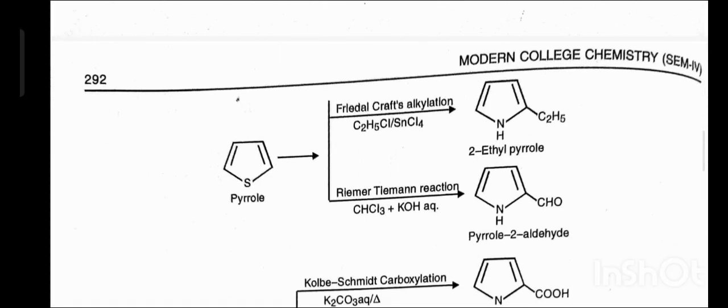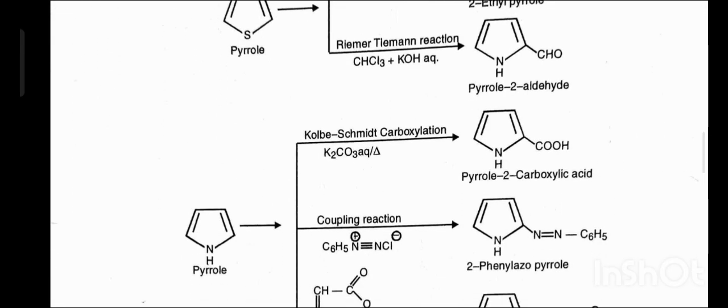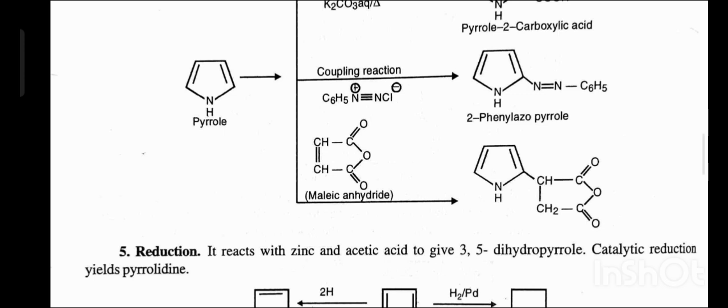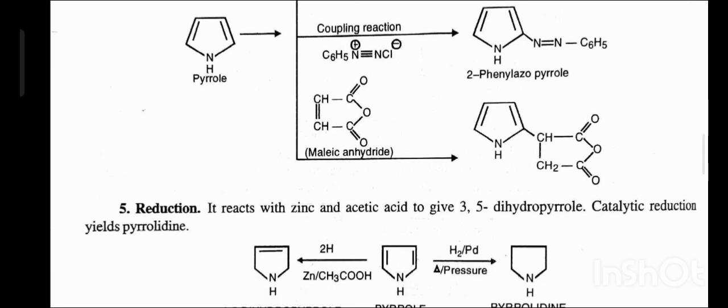Reimer-Tiemann reaction: CHCl3 plus KOH. Kolbe-Schmitt carbonation: aqueous K2CO3 and heat give pyrrole-2-carboxylic acid. Coupling reaction gives 2-benzeneazo pyrrole. Maleic anhydride gives a product. Reduction: it reacts with zinc and acetic acid to give 3-pyrroline, 2,5-dihydropyrrole.